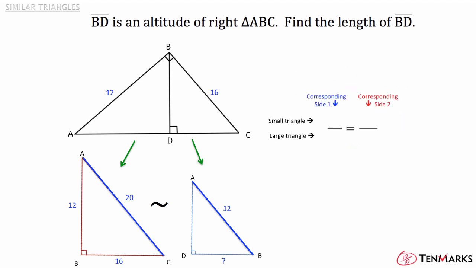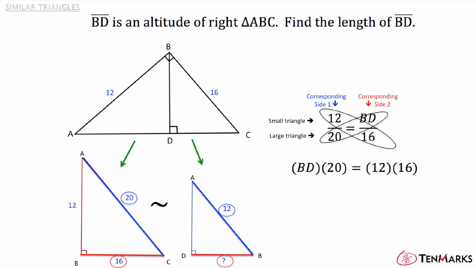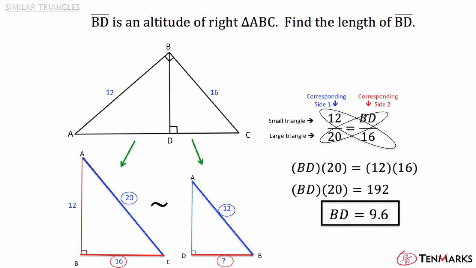Plug in the values so they are lined up by corresponding sides and triangle size. So 12 over 20 is equal to BD over 16. To solve the proportion, cross-multiply and simplify to get that BD is equal to 9.6.